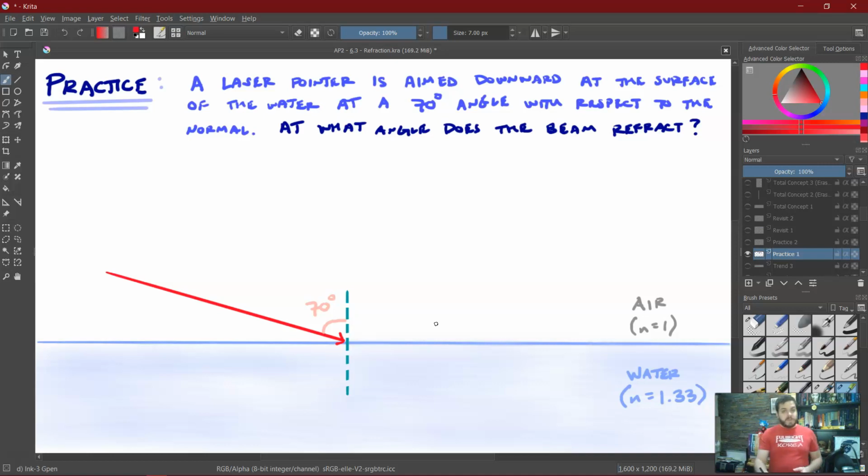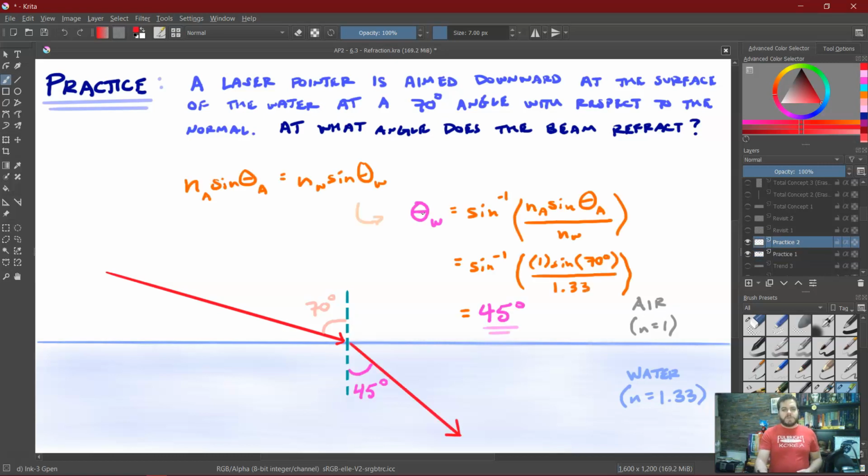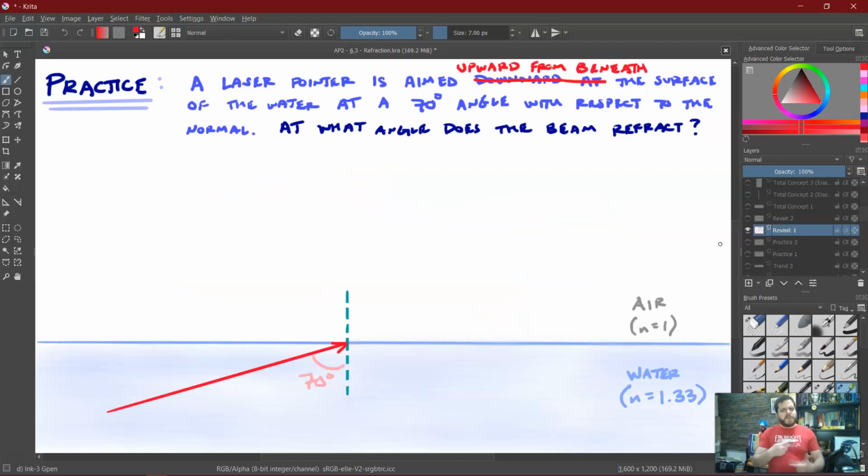All right, well, hopefully you gave it a shot, and if you just use Snell's law, and rearrange it in terms of theta of the water, we will end up getting an angle of refraction, or a theta 2, of 45 degrees, which matches what we predicted. But let's flip the scenario. Let's say you were underneath this pool of water, in a swimming pool, and you have a laser pointer, and you shoot that laser pointer out of the water at a 70-degree angle with respect to this normal. So we're doing it upward from beneath the water rather than down to the water.